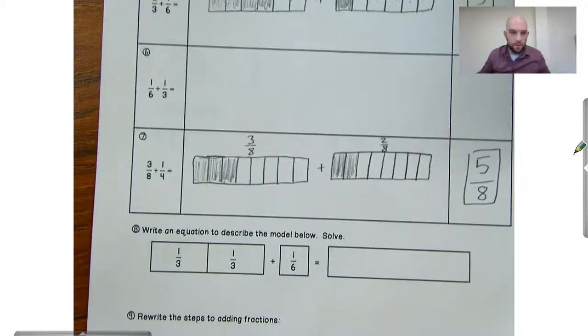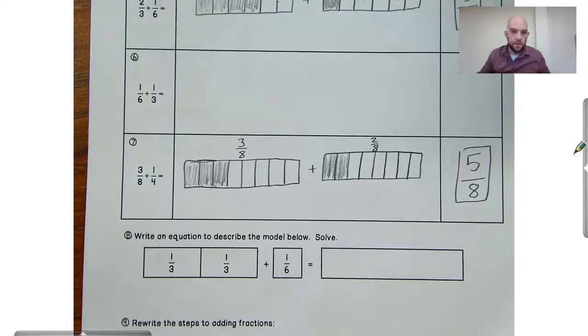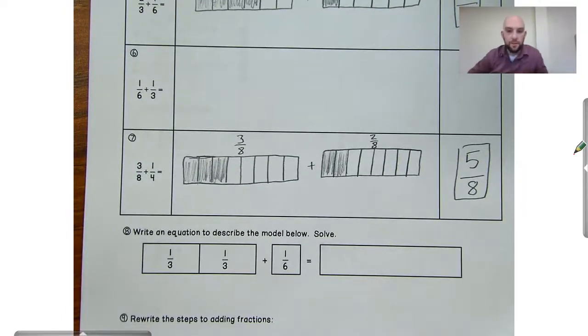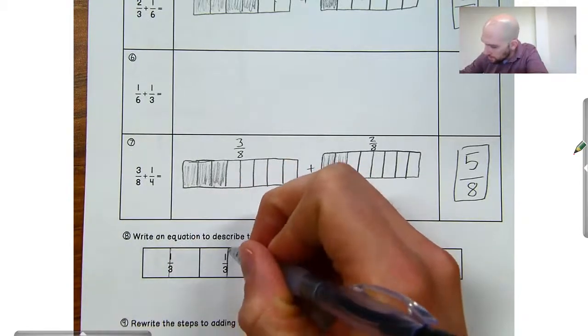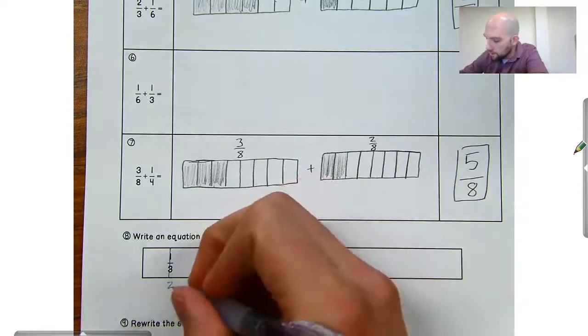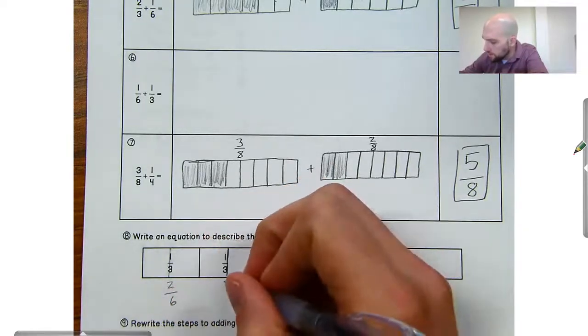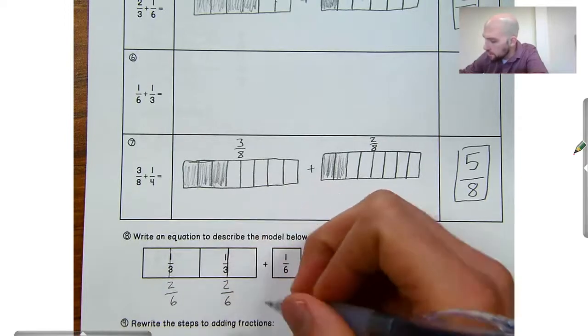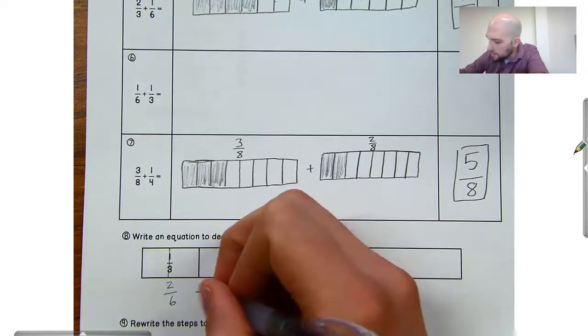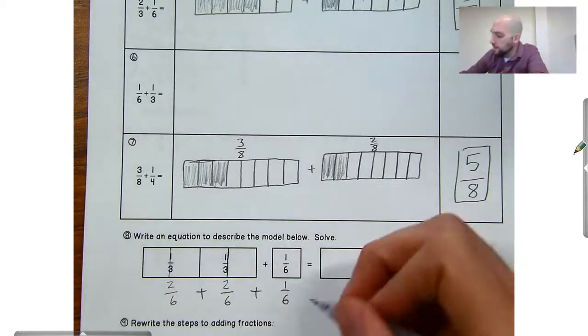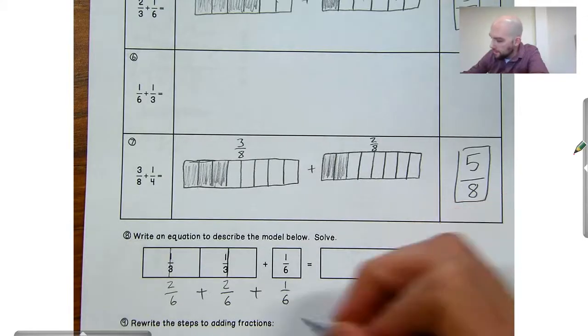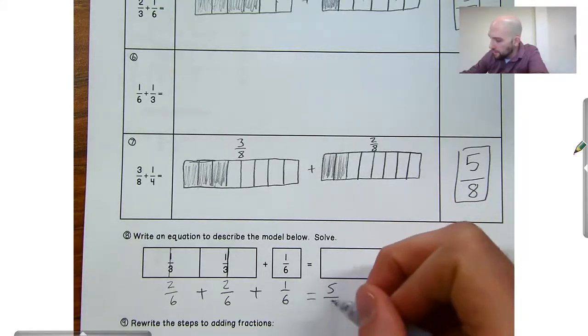All right, and then number 8 says, write an equation to describe the model below. It says 2/3 plus 1/6. Well, I know that each one of these thirds is 2 sixths. So I have 2 sixths plus 2 sixths plus 1/6. Then I just add my top numbers. I have 2 plus 2 plus 1 is 5, and that's going to give me 5/6.